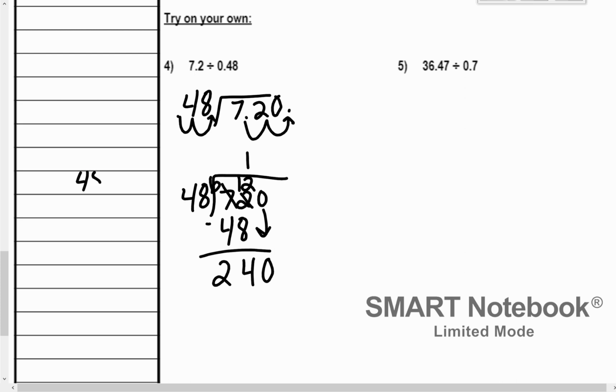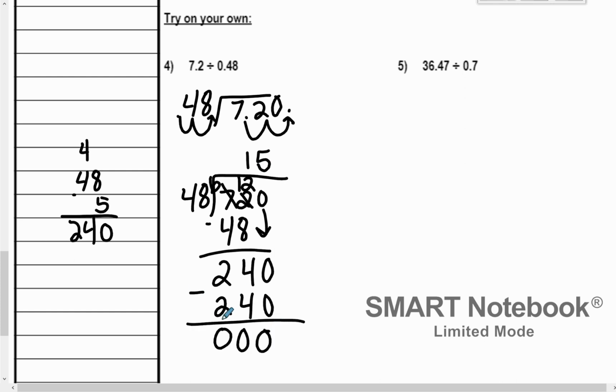Let's try 48 times 5. 8 times 5 is 40. 4 times 5 is 20, plus 4 is 24. Well, that worked out nicely. Subtract to see our remainder. We have no remainder. We're all out of numbers, so our final answer is 15.